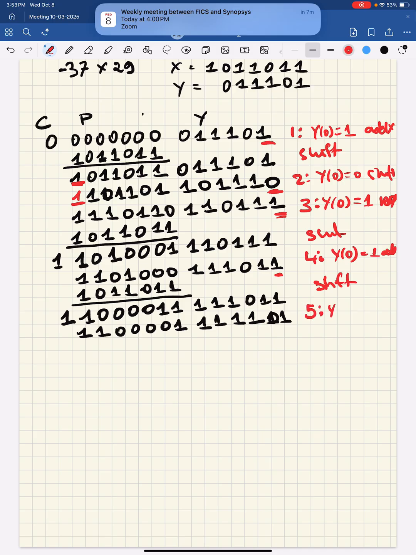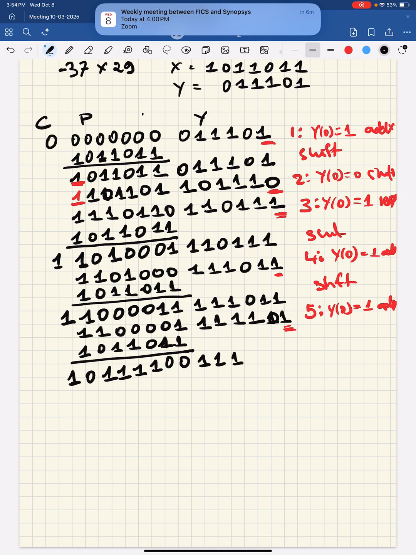y0, this value here, is equal to 1, we will add, which gives us here the 1, 0, 1, 1, 0, 1, 1, and then adding 0, 0, 1, 1, 1, 1, 0, and then 1. And I'll bring this here down: 1, 1, 1, 1, 0, 1.